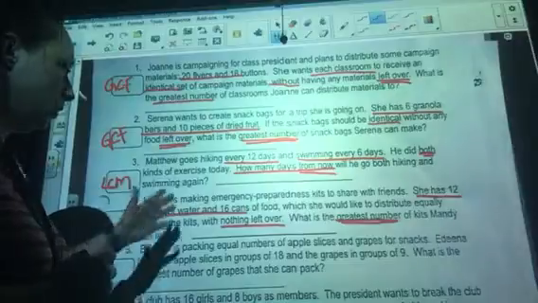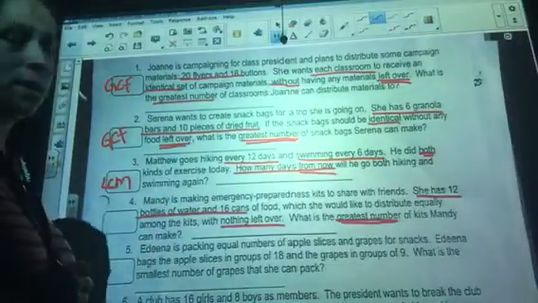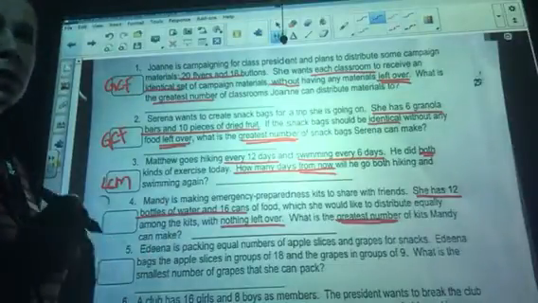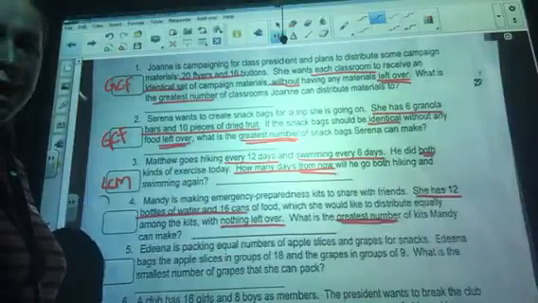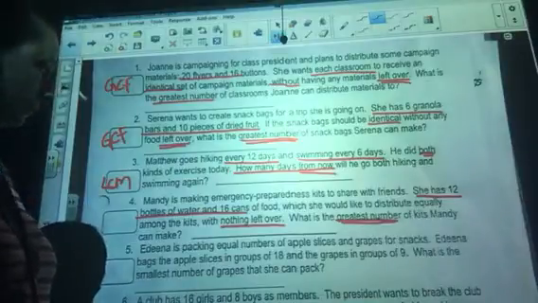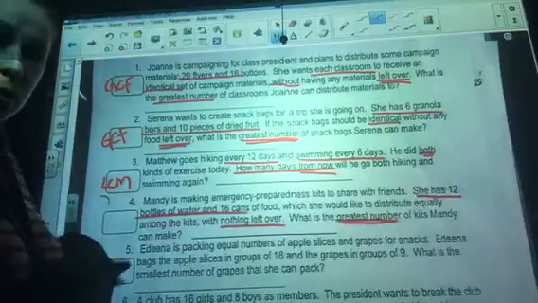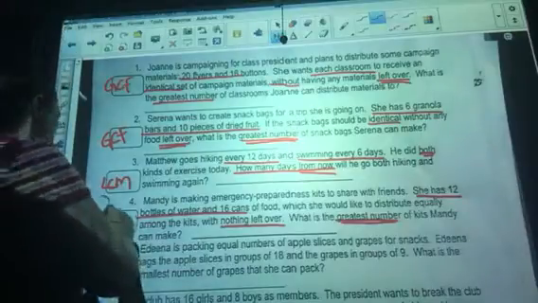Okay? So, nothing left over. What is this sounding like to you? Nothing left over. What's the greatest number of kits she can make with what she has? If you said greatest common factor, you're right on the money.